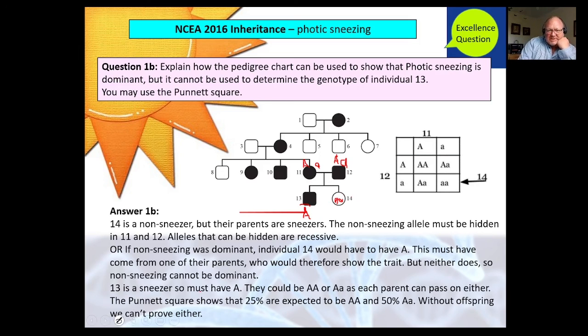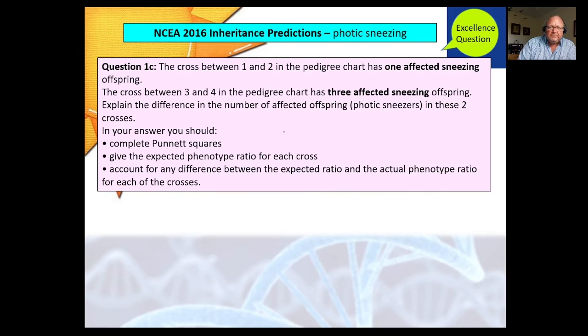Okay, 13 is a sneezer, so must have a dominant allele. They could be capital A or little a, as each parent can pass on either of the alleles. The Punnett square shows that 25% are expected to be homozygous dominant and 50% are heterozygous. So you can see there's 11 and 12, there's 14, but we don't know if 13 is any one of these three. Oh, and here goes the test cross.